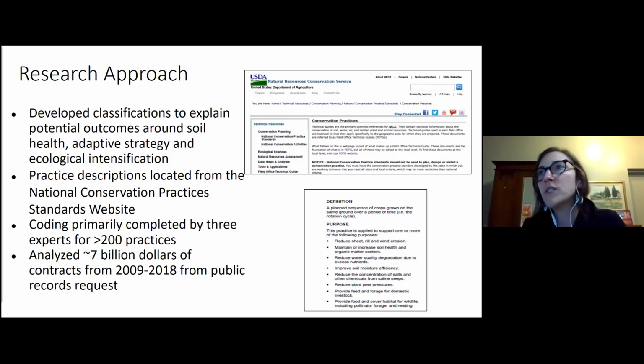And we used this website, the National Conservation Practice Standards website that you see here. I'm showing you on the right, and you are able to pull up descriptions of the different practices. So we classified all the different practices, about 200. Three of us primarily did that coding. And then we used that classification analysis to analyze about $7 billion of spending on these contracts over the most recent 10 years that we had data for, between 2009 and 2018.